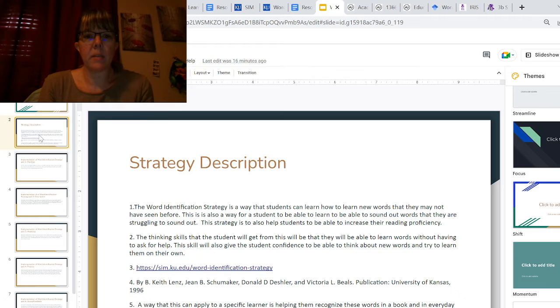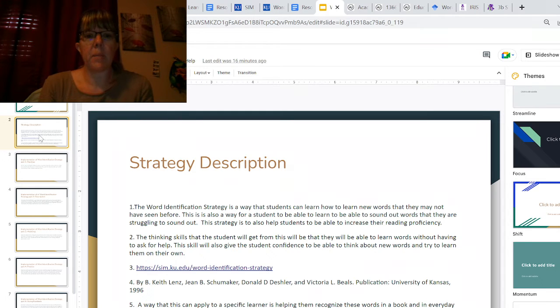The thinking skills that the student will get from this will be that they will be able to learn words without having to ask for help. This skill will also give the student confidence to be able to think about new words and try to learn them on their own. My source is the simku.edu. It is by Keith Lenz, Gene Shoemaker, Donald Deshler, and Victoria Beals. The publication is University of Kansas, 1996.